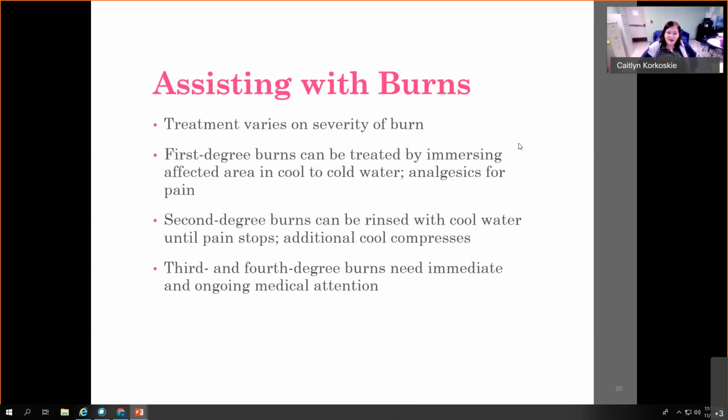They're pretty fun. So, with the different burns, and I'm sorry, I somehow did not organize this slide correctly with the other ones, but again, first and second degree burns, you'll most likely be bandaging and assisting with. Third and fourth degree burns require immediate medical attention, but someone who has a fourth degree burn is probably going to be in the hospital for a while.